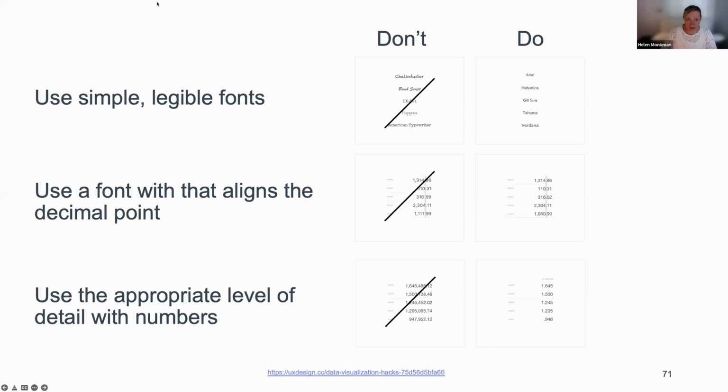So we want to use simple, legible fonts. Things like Arial, Helvetica, Gill Sans, Tahoma, or Verdana are pretty good. And you'll find that Power BI and Tableau default to ones that are more simple. Use a font that aligns with the decimal point. This is really important. If you have a decimal point, or if you're trying to align any sort of numbers, the digits should align, and we should be using the appropriate level of detail. So here we have it in millions. We talked about that before.